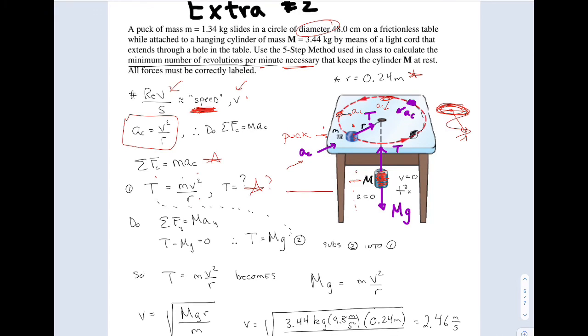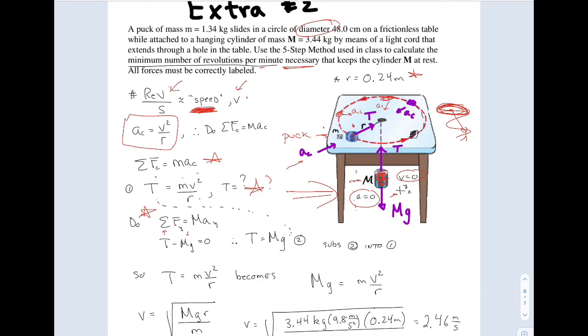But what's the tension? Well, I go over to this mass. This mass is not moving, so acceleration is 0, so there's my coordinate system. I did F equals ma to that large mass. Tension points up, capital Mg points down. So that says the tension is just Mg.